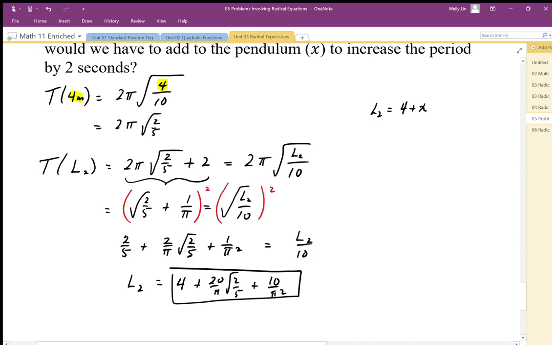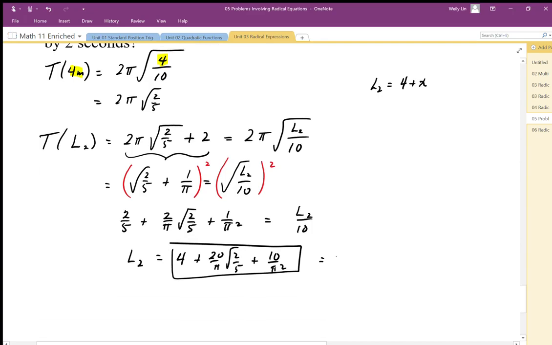Now, if I want to solve for x, that's going to be 4 plus x. So x is equal to 20 over pi times the square root of 2 over 5, plus 10 over pi squared. Okay, so there's lots of algebraic pieces that you have to keep track of here.